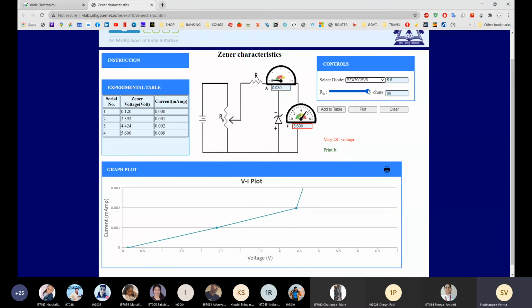Then change the rheostat value from minimum to maximum. Add each value to the table and go up to the maximum value, that is 96 ohm, and then take a screenshot. So this is your experiment number 2.